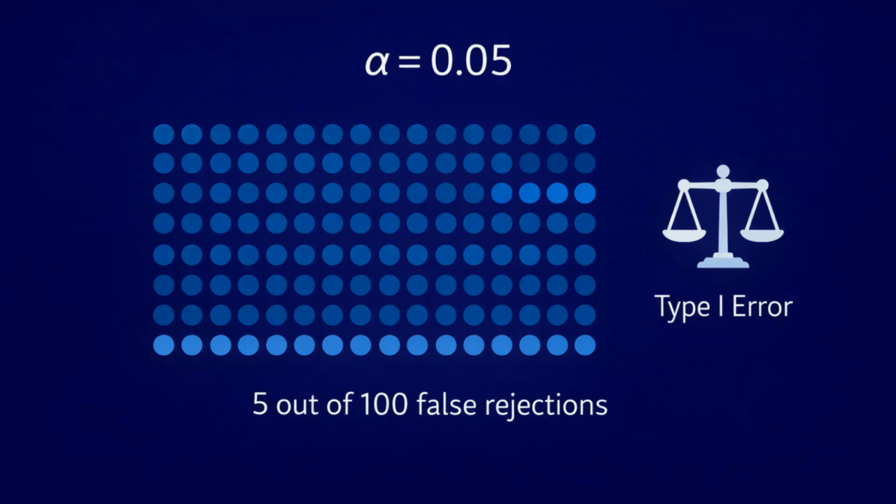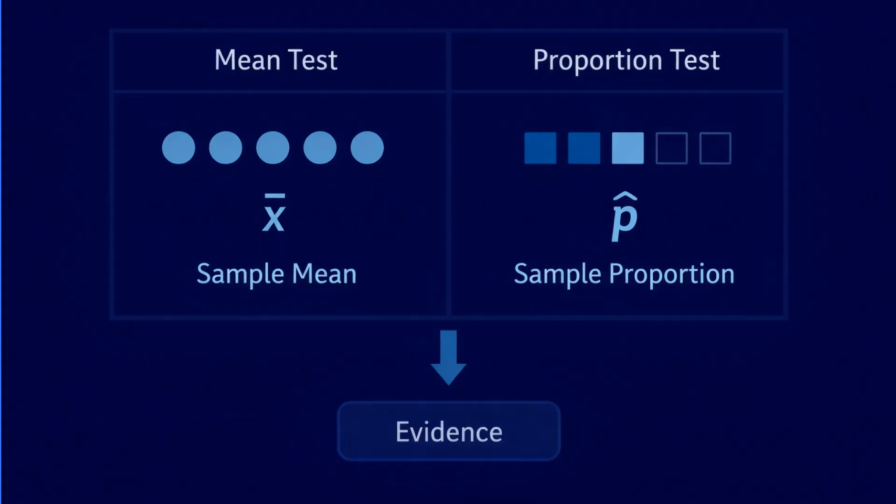This is a long-run false alarm rate. The significance level controls the probability of a type 1 error. The sample statistic is calculated from the sample data. If we are testing a mean, the sample statistic is the sample mean. If we are testing a proportion, the sample statistic is the sample proportion. This statistic summarizes the data and serves as the evidence in the hypothesis test.